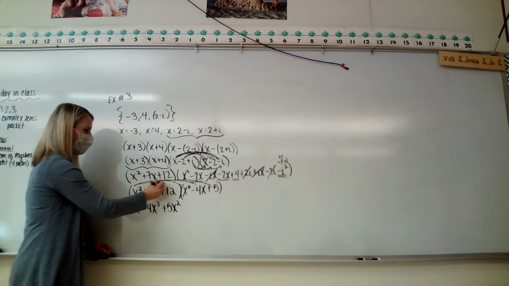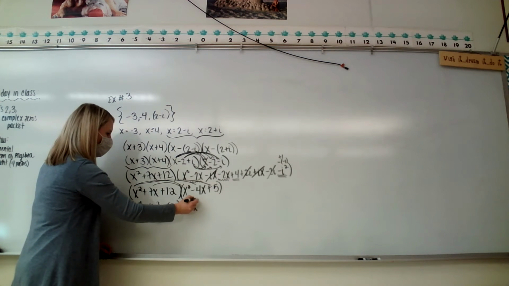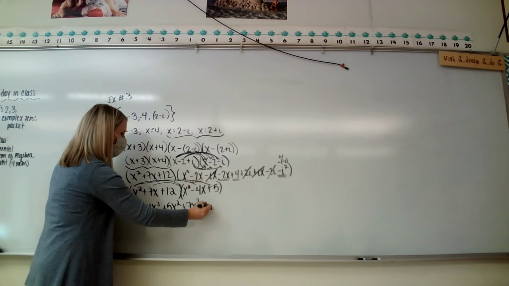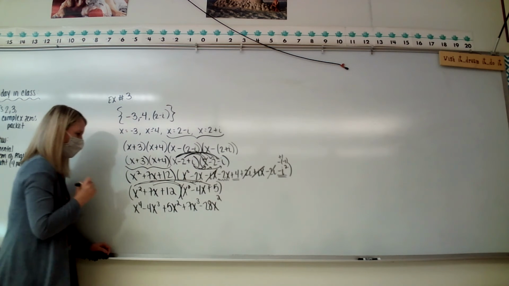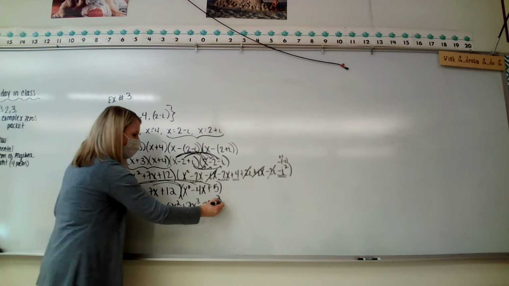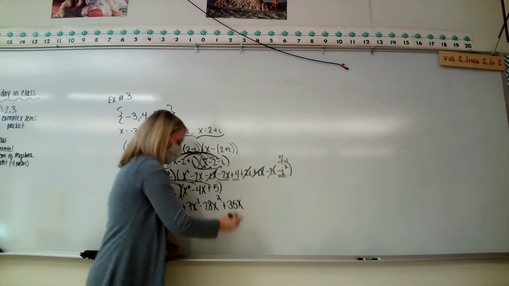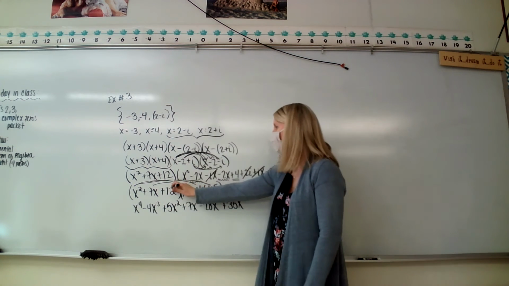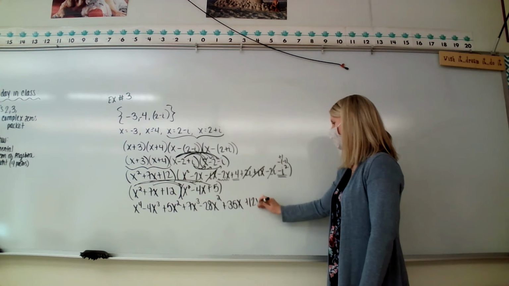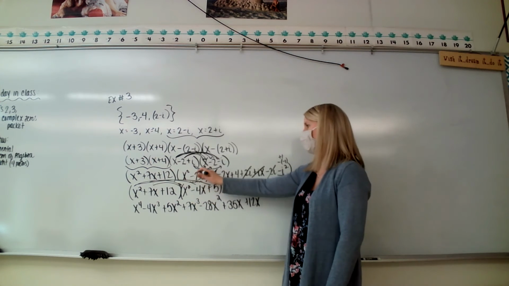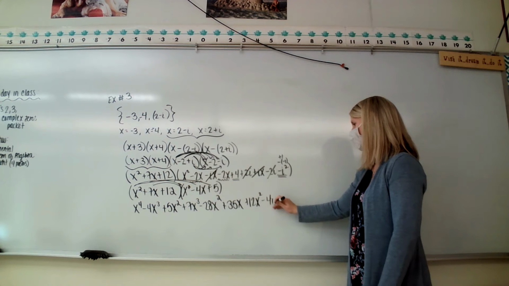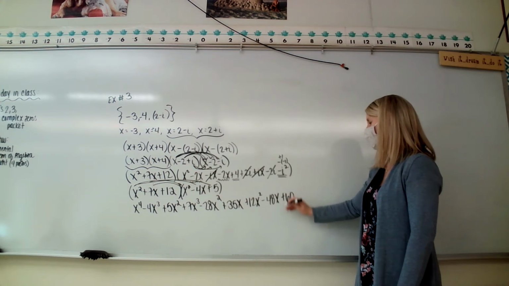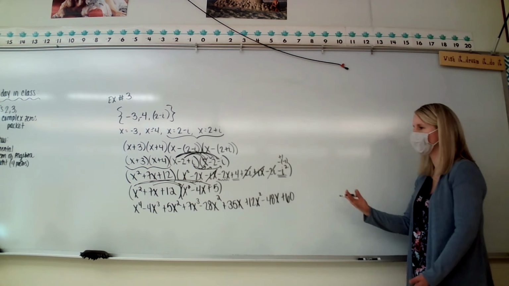Second term. Plus 7x cubed. Then what will I get? Minus 28x squared. Plus 35x. And then what do we got? The 12 to distribute. Plus 12x squared. Minus 48x. Plus 60. And last but not least, let's combine like terms.